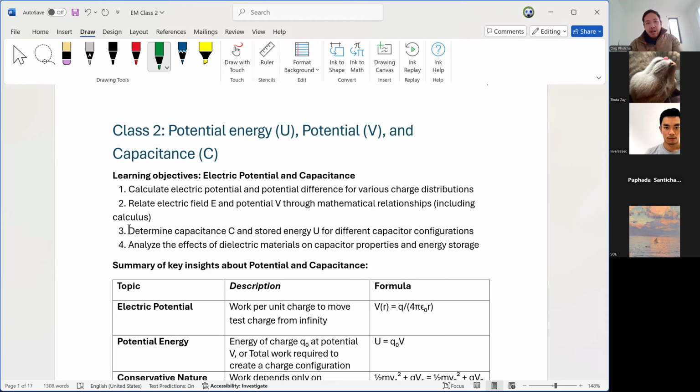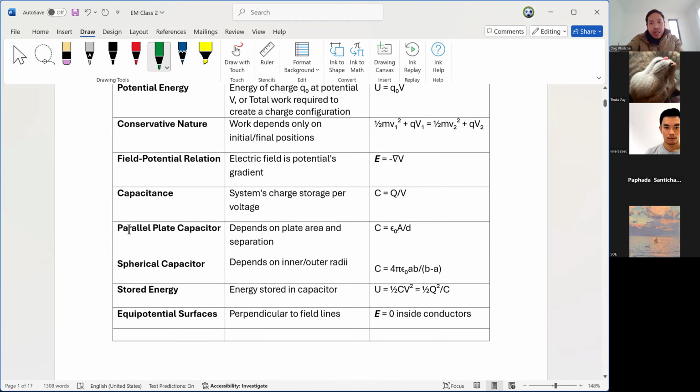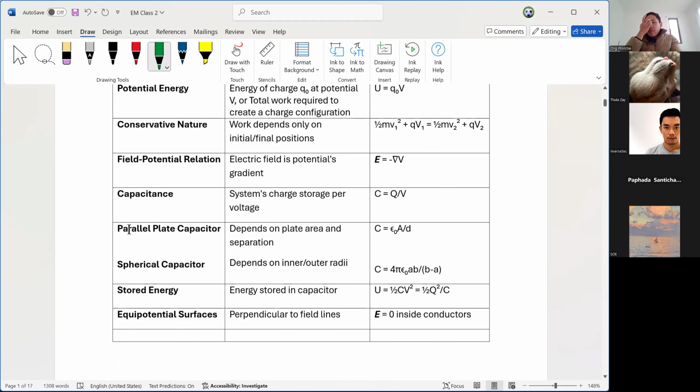And then we will add on number four. You see number four, analyze the effect of dielectric materials. So if you put dielectric or insulators inside a capacitor, how does that change all the parameters of a capacitor? That's what we will cover in the first hour.